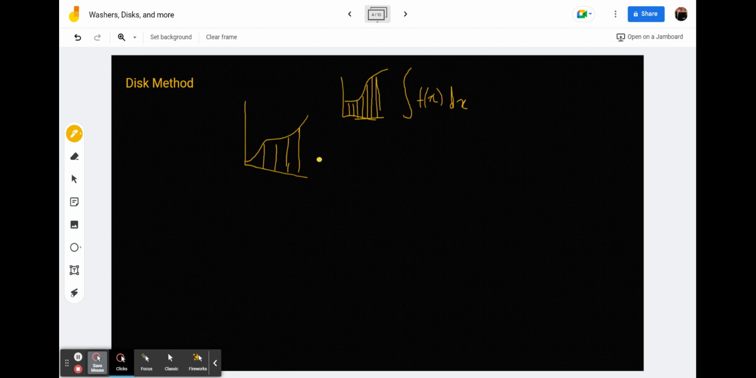So now, let's say I have some sort of curve like this, and they asked us to find the volume of that curve around an axis, meaning that it should look something like this sort of weird shape.